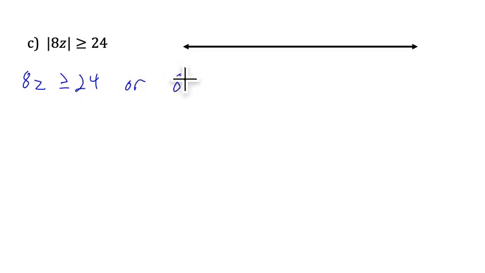And then we have 8z. Now we do two things. We switch the direction of the inequality and change the sign of the number there. All right, we'll go ahead and divide both sides by 8. We'll do that over here as well.